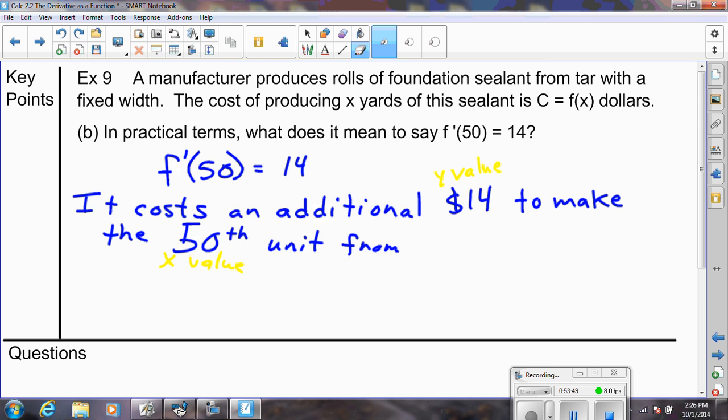There we go. Please note, this is not saying it costs $14 to make a total of 50 units. This is saying it costs $14 to make only the next one at 50. We don't know how much it costs to make unit number 49. We don't know how much it costs to make unit 50 or unit 51 or 47. All we know is that for the one additional unit, it will cost $14 to make that 50th one.